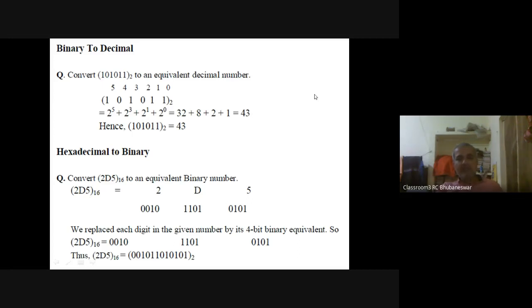0 1 0 1. आप लिख सकते हैं इस तरह: 0 is equal to 4 zeros, 1 is equal to 0 0 0 1, 2 is equal to 0 0 1 0, 3 is equal to 0 0 1 1. इस तरह लिख सकते हैं. 5 में represent कर सकते हैं आप लोग 0 1 0 1, D में 1 1 0 1, 2 को 0 0 1 0. 2D5 base 16 is equal to, sequential लिख देंगे, 0 0 1 0 1 1 0 1 0 1 0 1. और बस.